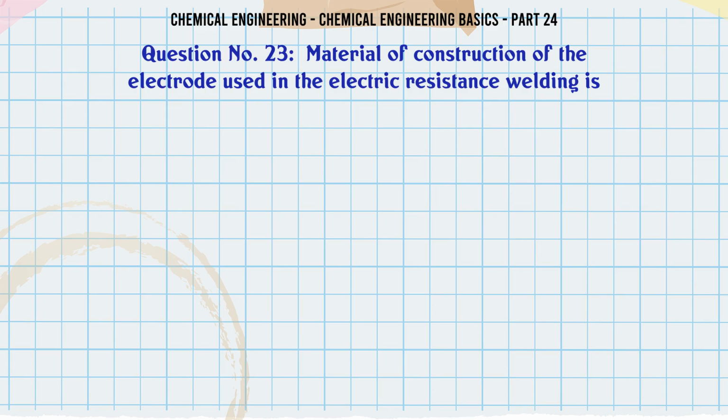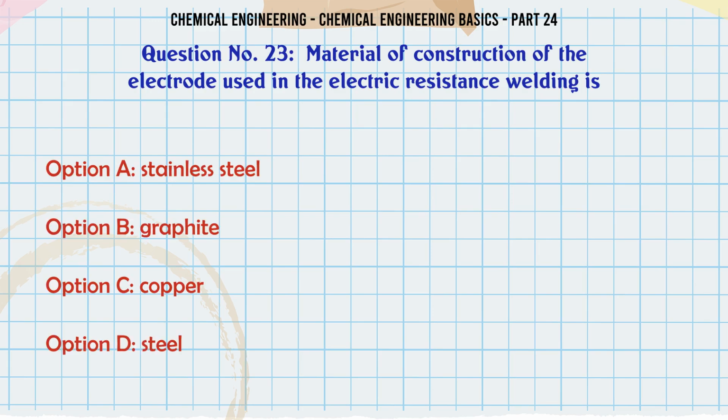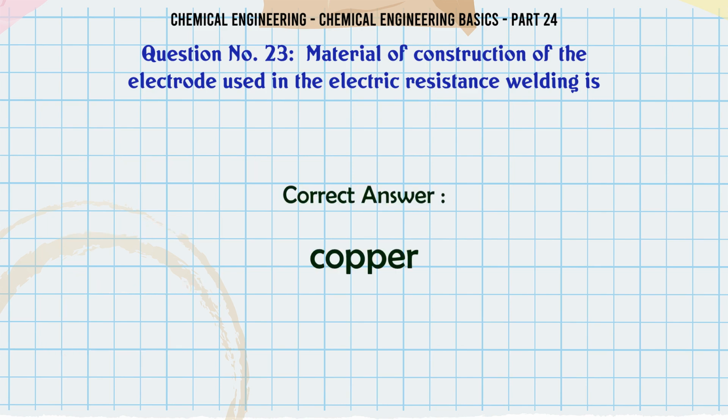Material of construction of the electrode used in electric resistance welding is: A. Stainless steel. B. Graphite. C. Copper. D. Steel. The correct answer is copper.